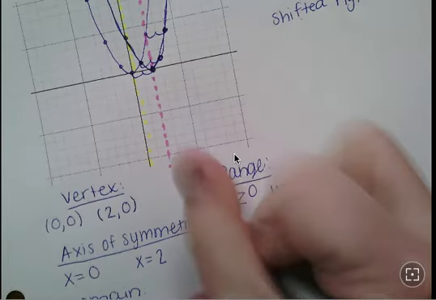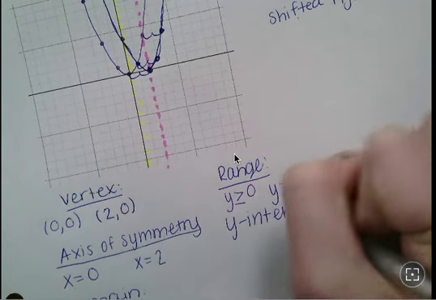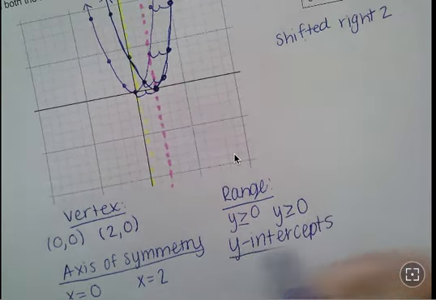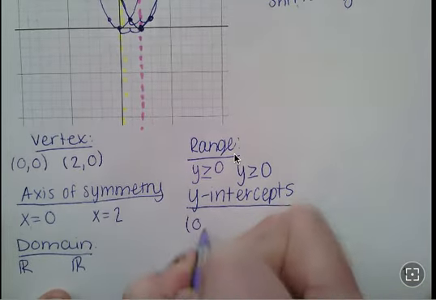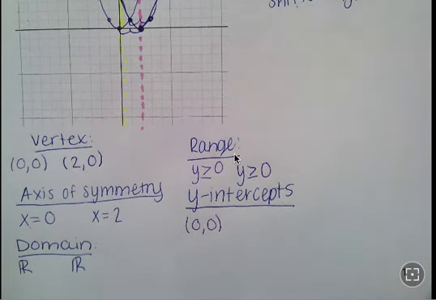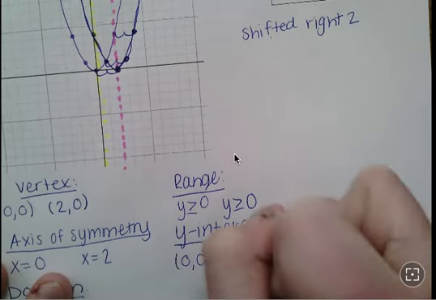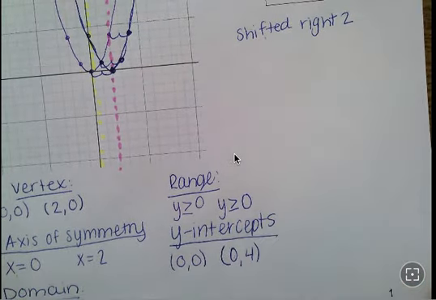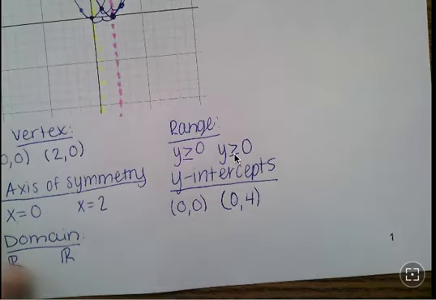All right? Let's talk about y-intercepts. So for the y-intercepts, the y-intercept of our purple graph was 0, 0. The y-intercept of our blue graph was 0, 4. And that's just because the point that corresponded to the y value of 4 on the purple graph was 2 away from the y-axis. Okay? So that's kind of a nice pattern to notice.